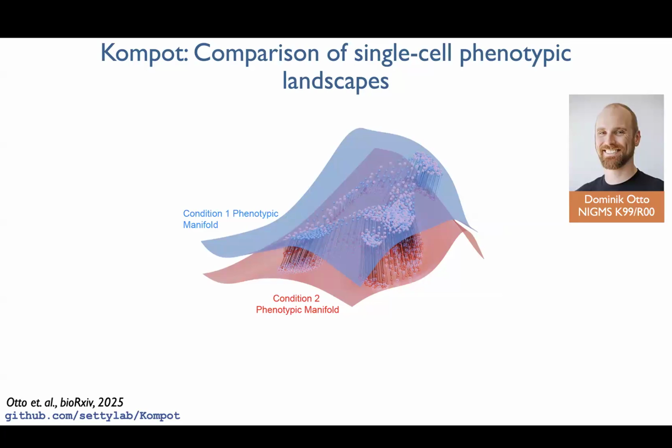So the idea is, if we have a phenotypic manifold in condition 1 and condition 2, how do we compare? What are the states that are different? What are the gene expression profiles that are different? You can imagine any of it, right? Responder, non-responder, healthy, perturbed, healthy, disease, etc. So that's the idea here. And it's of course not paired data, right?